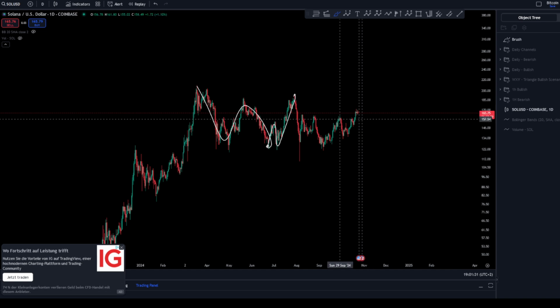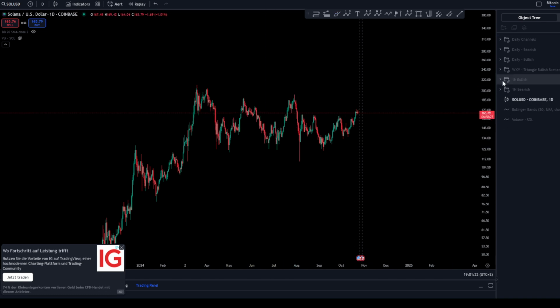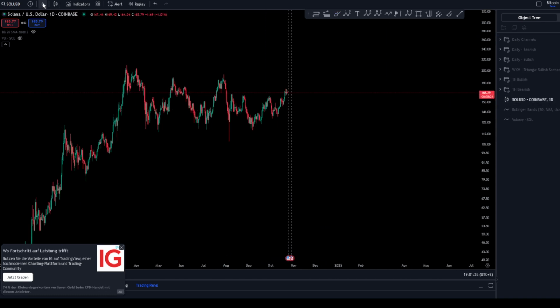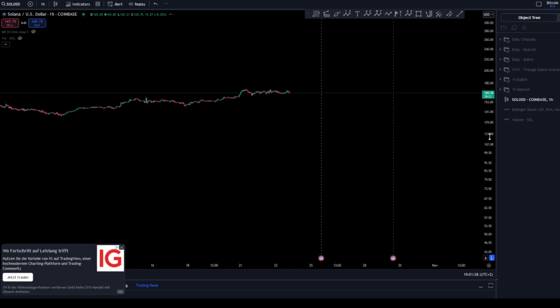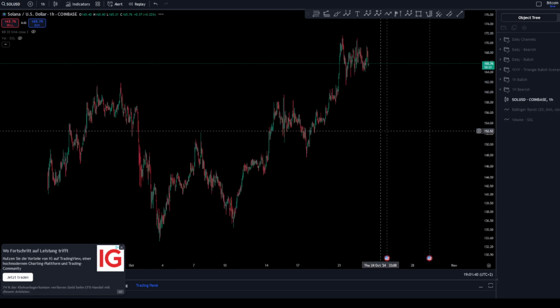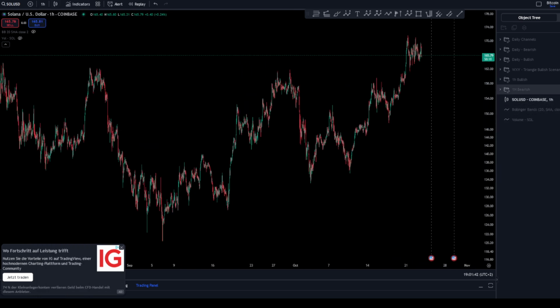Possibly we might continue, in case we seek higher prices. Now, to know much more clearly what's going on inside this area, we need to dive a little bit deeper into the 1 hour chart to check our bullish and bearish scenarios there.